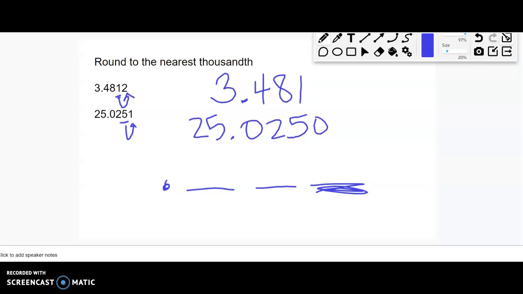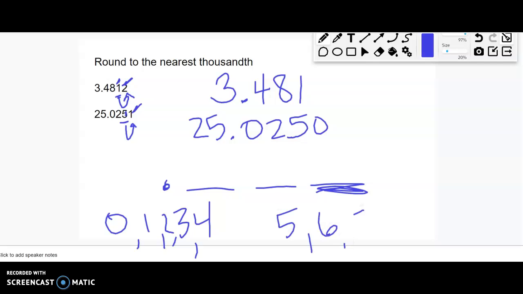Notice how in this case, this number was bigger than this number, I still stayed the same. This number was smaller than this number, I stayed the same. Whether they're bigger or smaller than one another doesn't matter. It just matters if it's 0, 1, 2, 3, or 4. We stay the same or round down. 5, 6, 7, 8, and 9, we round up. Okay, it doesn't matter what the first digit is, just what sort of next door, what is it telling us to do?